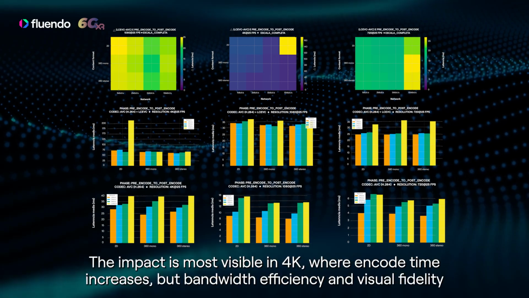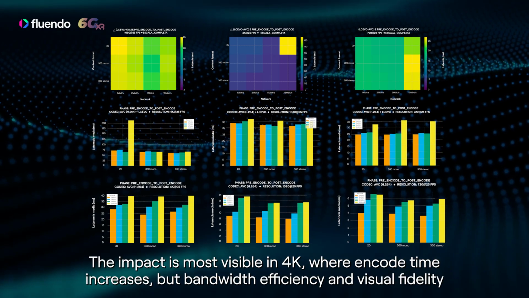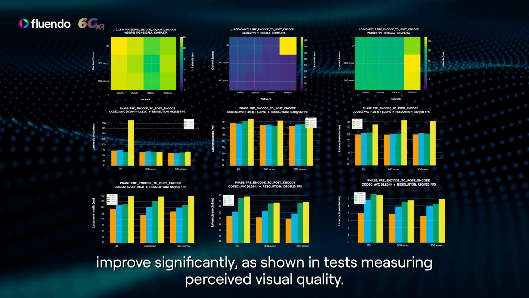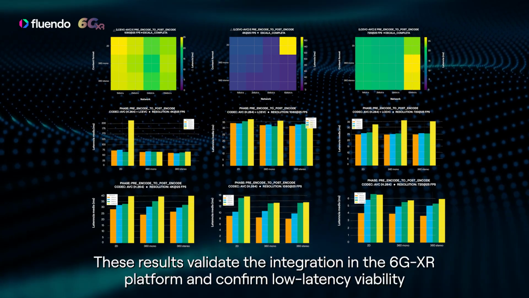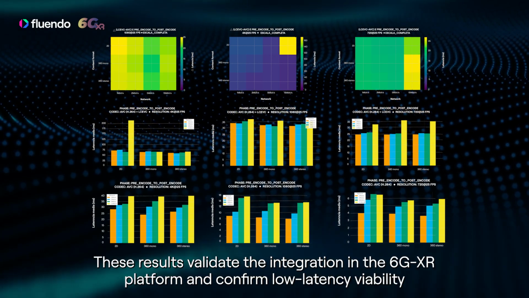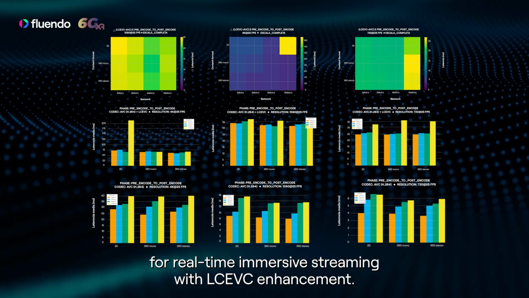The impact is most visible in 4K, where encode time increases, but bandwidth efficiency and visual fidelity improve significantly, as shown in tests measuring perceived visual quality. These results validate the integration in the 6G-XR platform and confirm low-latency viability for real-time immersive streaming with LCEVC enhancement.